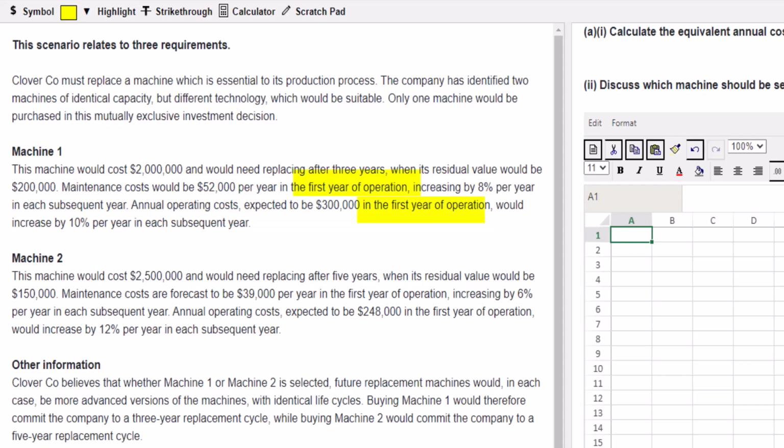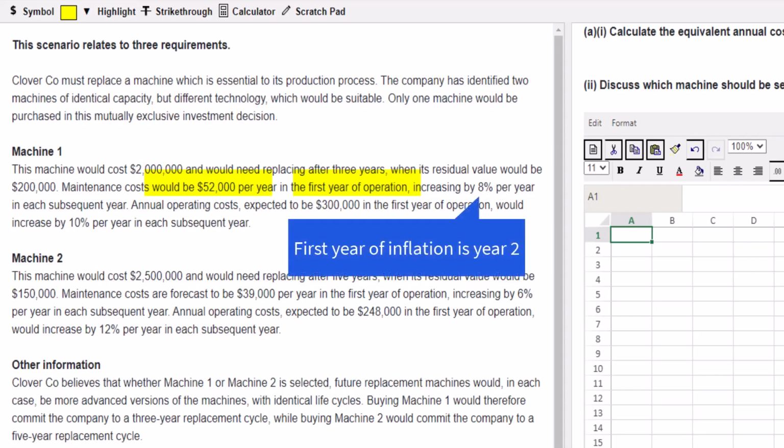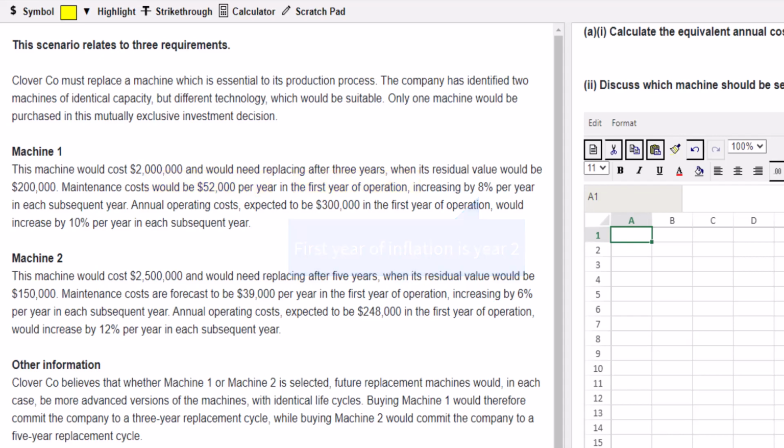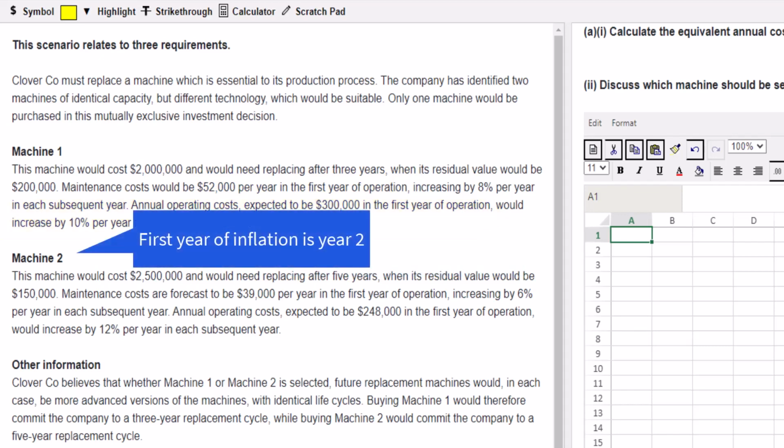But notice they start in the first year of operation. That will be 52,000 in year 1. You're used to seeing the examiner say that 52,000 is a current cost, and therefore your first inflation would be in year 1. That's not the case in this one. You must read the information very carefully. The first year of inflation in this question will be year 2. The same applies to the operating costs, and the same applies to machine 2.